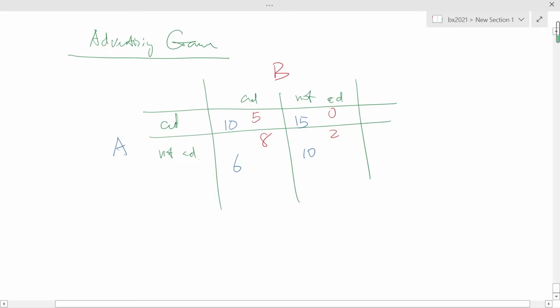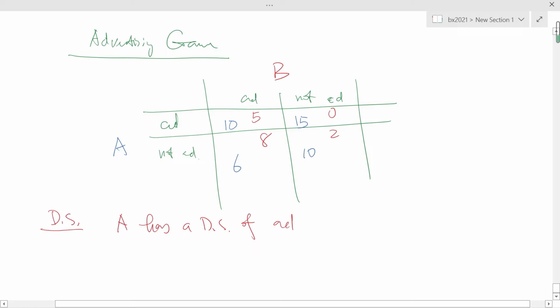First, let's check for a dominant strategy. Actually, we can find that A has a dominant strategy of advertise. So if B advertises, A will advertise. If B does not advertise, A will also advertise. So no matter what B does, A will always advertise.